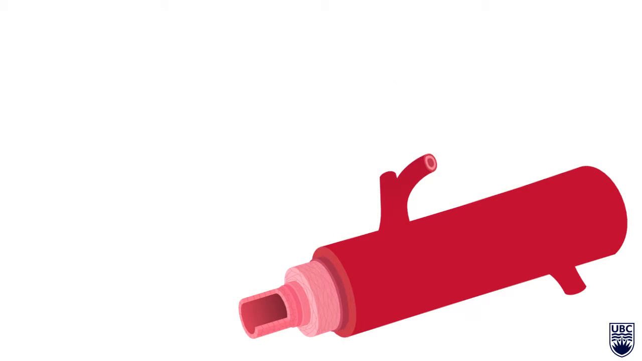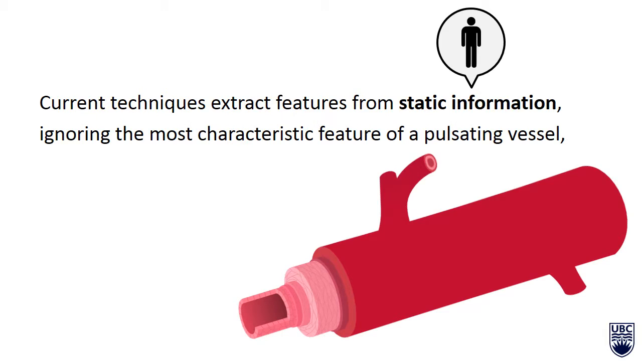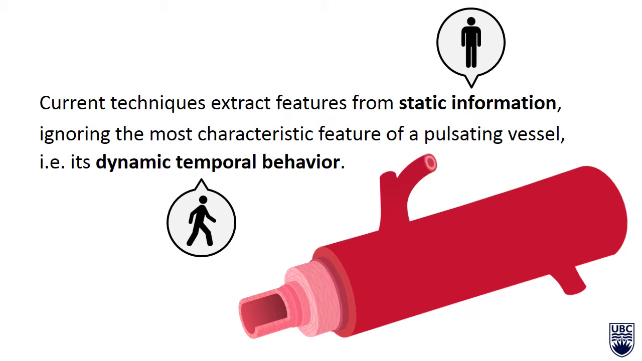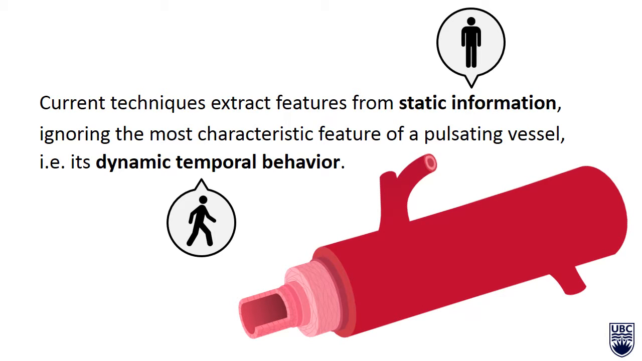However, most state-of-the-art techniques extract features only from static image information, and they tend to ignore the most characteristic feature of a pulsating vessel, which is its dynamic temporal behavior. Or more specifically, the temporal motion of the vascular walls, which can be detected in most dynamic imaging modalities.